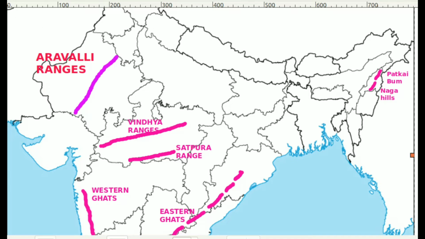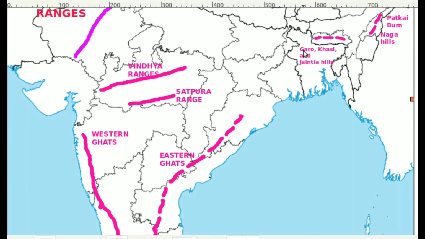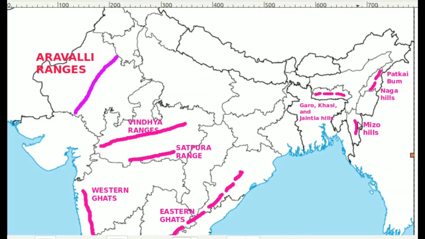Then we can mark the Garo, Khasi and Jaintia hills in Meghalaya. And it is Mizoram state, and mark the Mizo hills like this in Mizoram. Mizo hills in Mizoram.